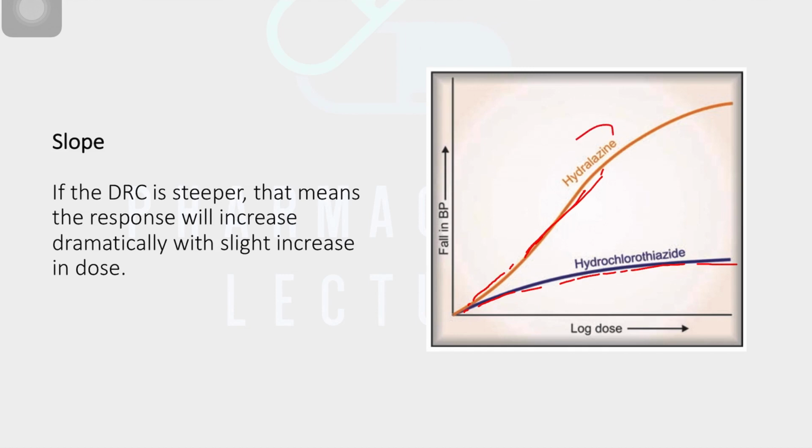So here two drugs are described. One drug is hydralazine and one drug is hydrochlorothiazide. So let's compare these both. What these drugs are doing, the response is a fall in BP. So both the drugs decrease the blood pressure. So what if we increase the dose? If we increase the dose of this hydrochlorothiazide, there is an increase in the response, but not that great. But what about this hydralazine? If we increase the dose, there is a constant increase in the response.